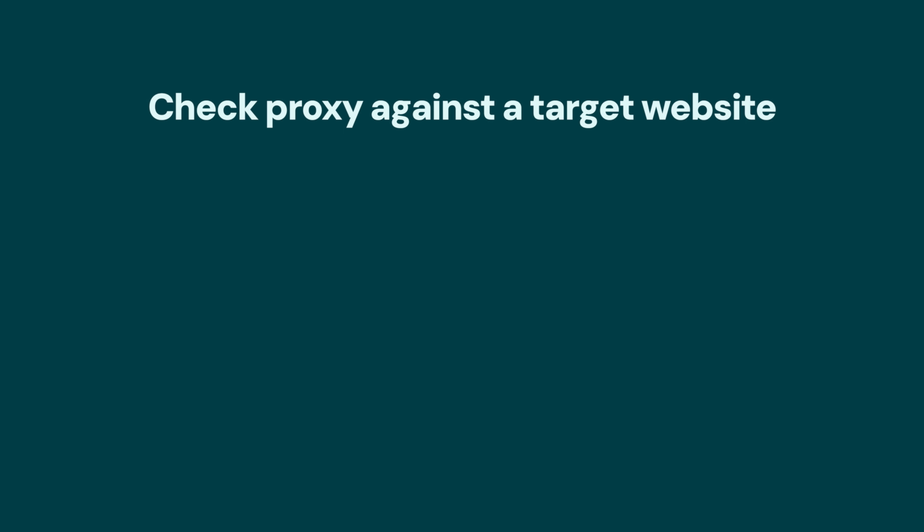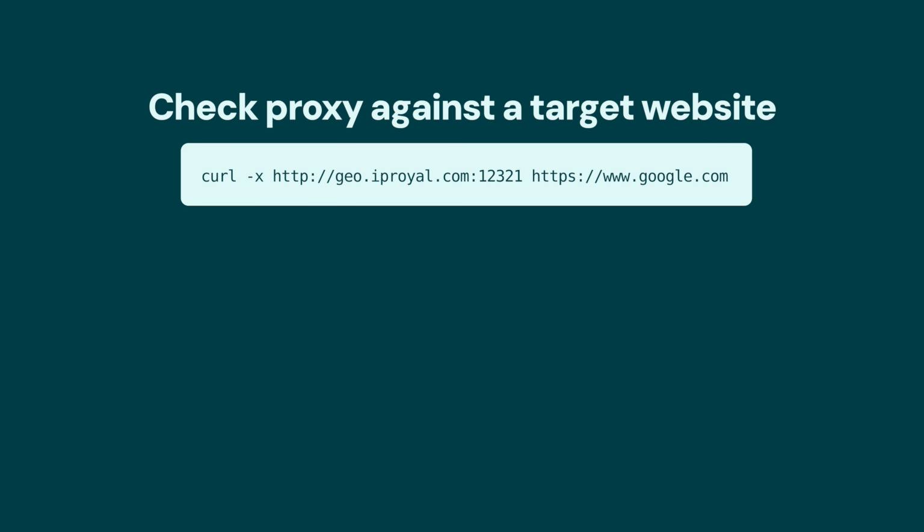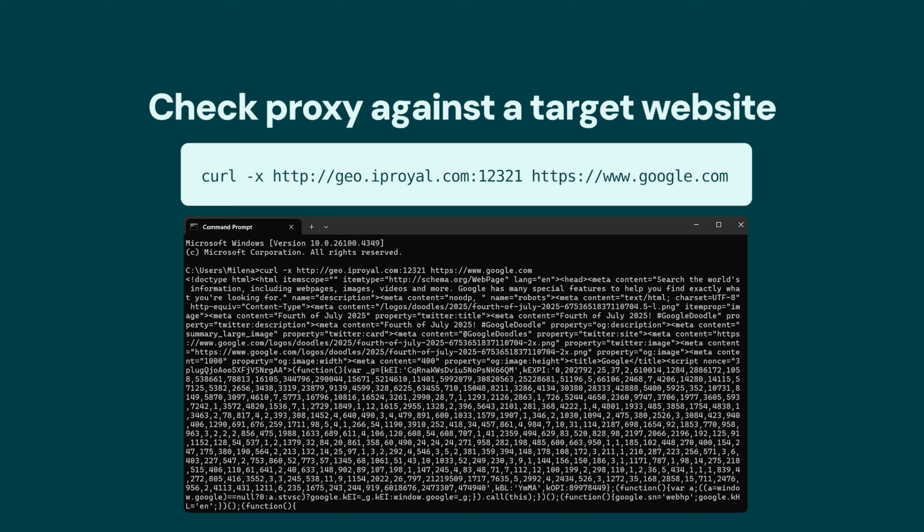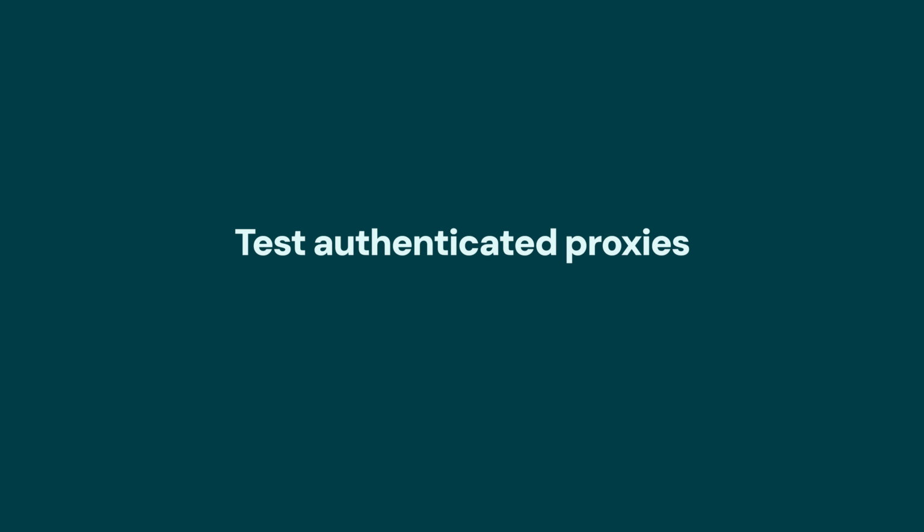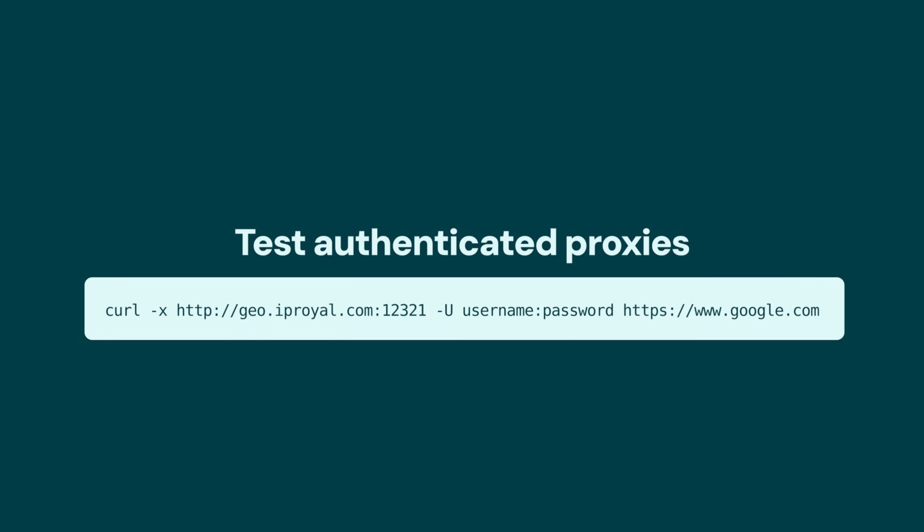Check proxy against the target website. Let's say you want to check it against google.com. You can replace the URL here with any site you want to test. And if the proxy can reach the target, you'll see a response from the site. If not, you'll get an error message that helps you troubleshoot. Test authenticated proxies. Use the -U flag and replace username, password here with your actual proxy credentials.